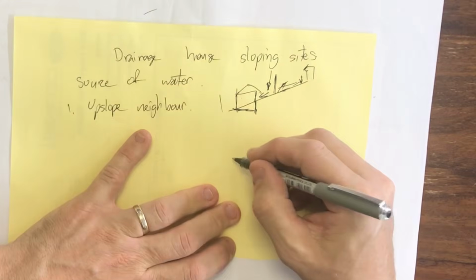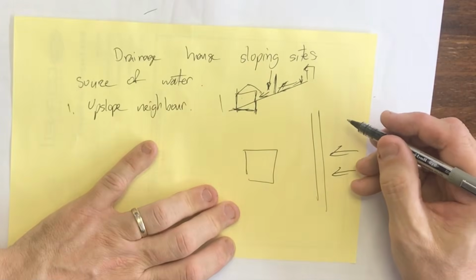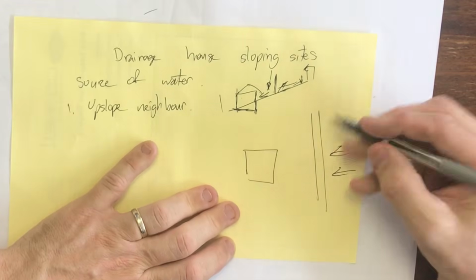We attack those sources, we attack that water source right where it lands, and we try and do something about it there. So, water coming from an upslope neighbour, we're going to try and divert the water around the house. We can't do it at the neighbour's site, so we're going to have to do it on our client's property.